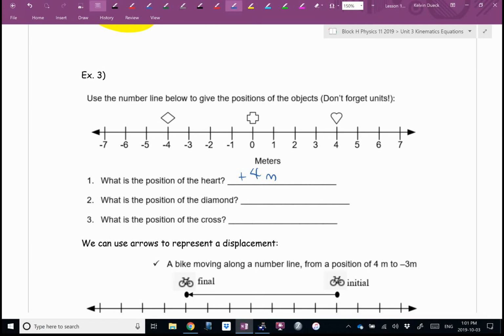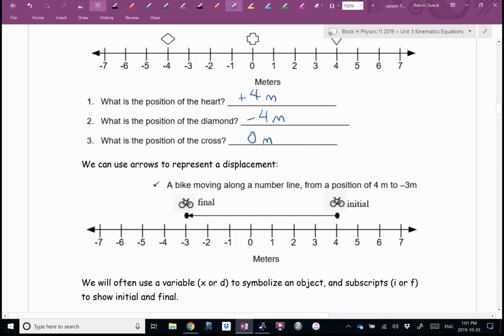How far? 4 meters. What's the position of the diamond? Yep, or 4 meters to the left, but that's shorter. What's the position of the cross? 0 meters, and now you're seeing what I meant when I said 0 doesn't really have a directional component, it's just 0.